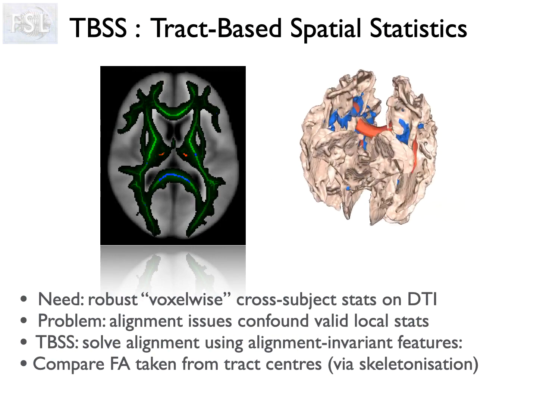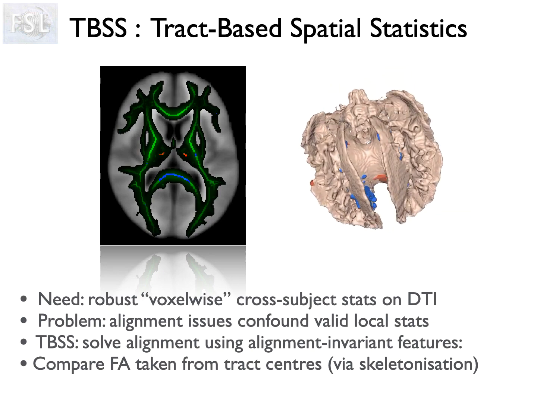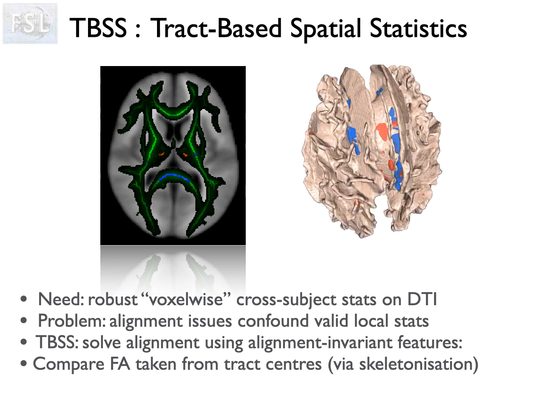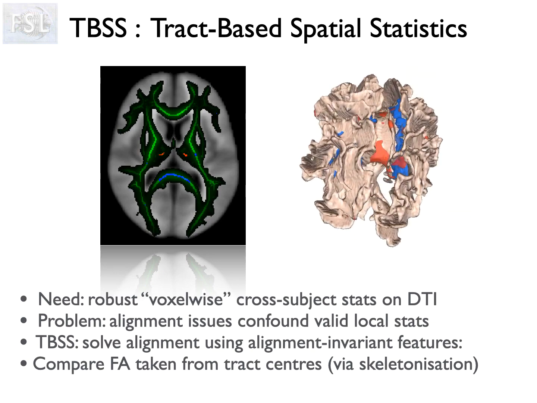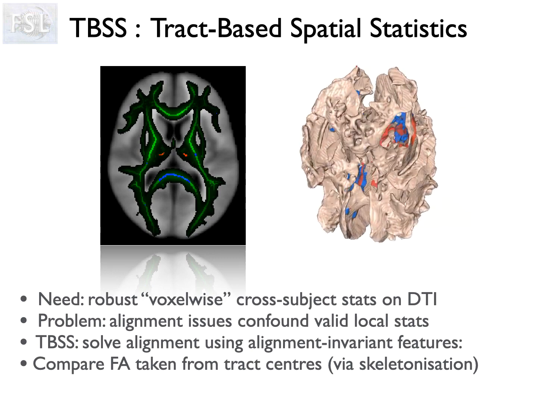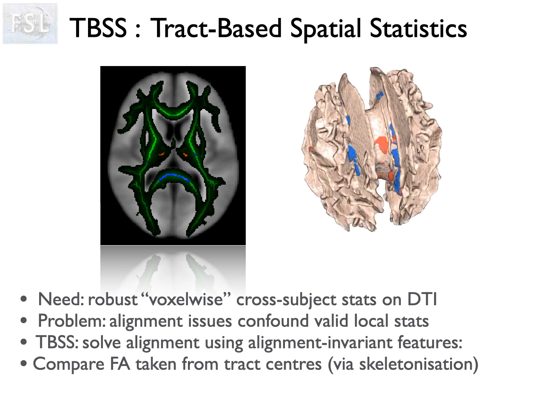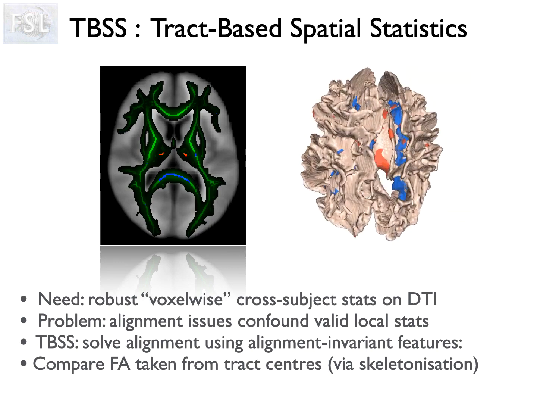TBSS is a tool that proposes to solve this problem by only comparing the FA in voxels at the center of the white matter, far away from the boundaries. This center of the white matter is often referred to as the white matter skeleton. By only considering these voxels, it avoids the false positives shown on the previous slide.